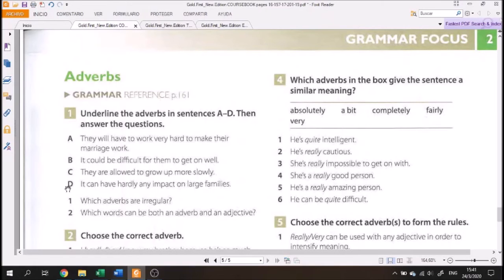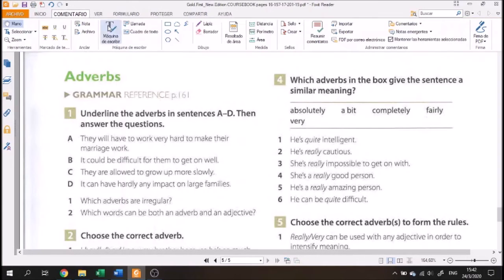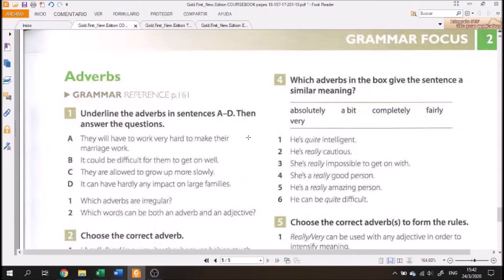Here we have four sentences, A, B, C, and D, and two questions. Which adverbs are irregular? First, before doing that, we have to identify the adverbs. So, which adverbs are irregular? Take a moment to think about it. Have a look at the four sentences. As I said before, first we have to identify the adverbs. So, in A, what is the adverb?